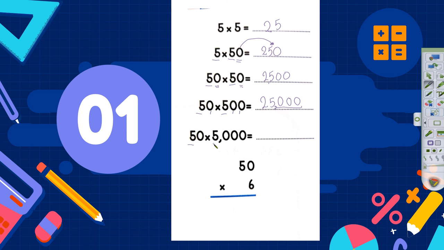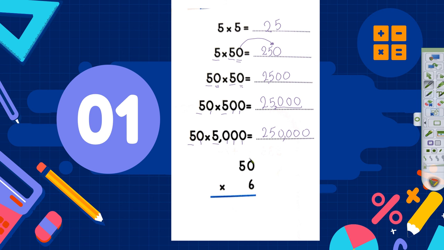And finally, 50 times 5,000. You multiply the basic fact first. 5 times 5 equals 25. And you have here 1, 2, 3, and 4 zeros. Now we put a comma after 3 digits. 1, 2, 3. The first comma. Great. So how can we read this number? 250,000. Okay? Great job.